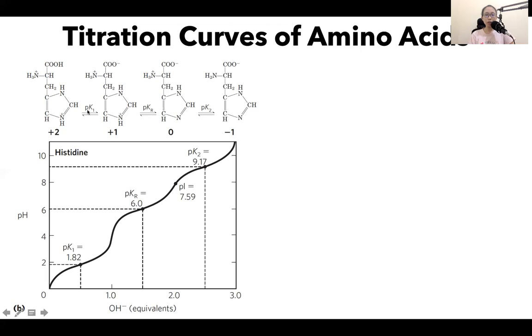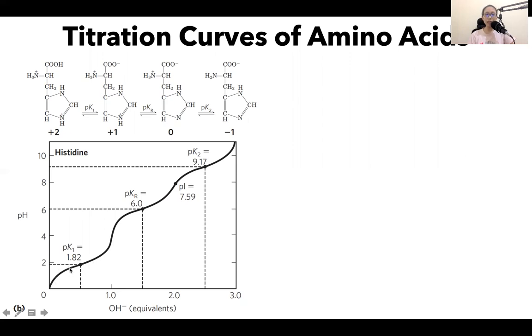So for the first dissociation, again, it's the proton from the carboxyl group. And now the net charge of the molecule is +1. Next, we have the proton from the side chain getting removed, and the net charge of the molecule is 0. And finally, the proton from the amine group is removed, so we have a molecule with a net charge of -1.